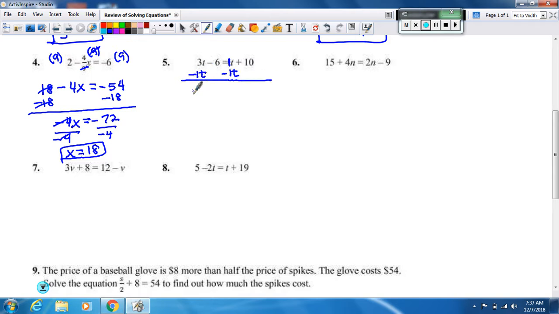So 3t take away 1t is 2t. Bring down the negative 6 equals, opposites cancel, bring down the 10. Now remember, your goal is to get t by itself, so I have to add 6 to both sides. So 2t, opposites cancel, equals 16.